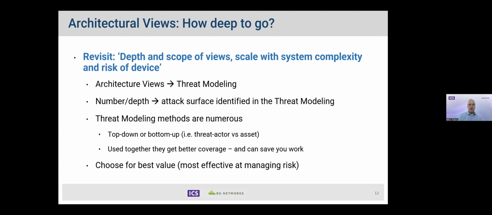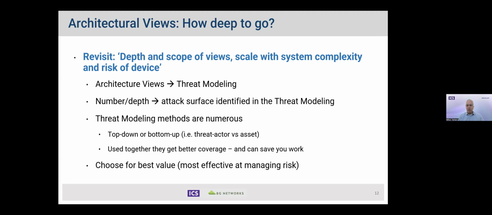So architectural views, not 4, but 4+, and multiple scenarios that you have to analyze for each view. I wanted to revisit a point from the beginning of my slides where I mentioned the depth and scope of the views scale with system complexity and risk of the device. It's easy to understand that. But the architectural views are based on threat modeling, and the number and depth of the architecture views is really dependent upon the attack surface that's identified in the threat modeling.